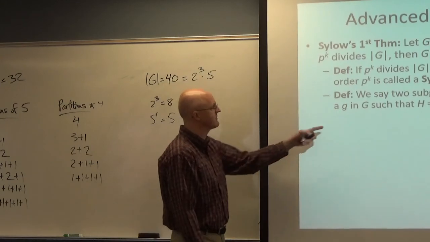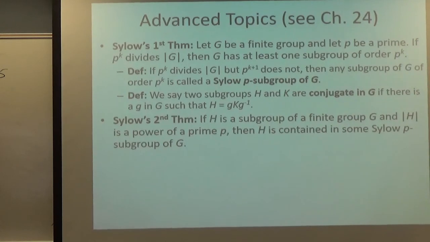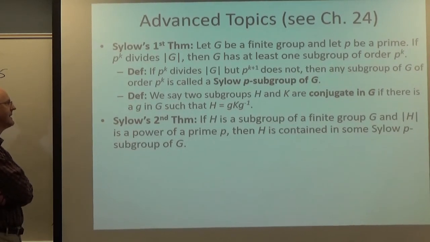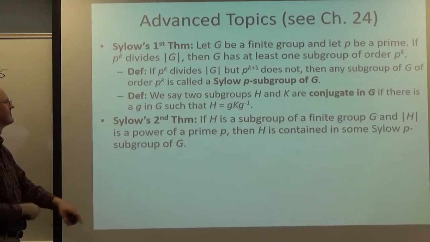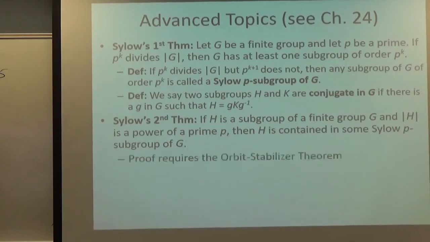Two subgroups are conjugate if this kind of equation is true. We've talked about that kind of equation before. Sylow's second theorem says that if you've got a subgroup of a finite group and its order is a power of a prime, then that subgroup is contained in some Sylow p-subgroup. The prime power may not be maximal. So any subgroup in this context of order 2 or 2 to the 4th would have to be contained in some subgroup of order 8. Maybe not so surprising, but it still takes proof. The proof is pretty interesting. It requires the orbit-stabilizer theorem, if you're interested.